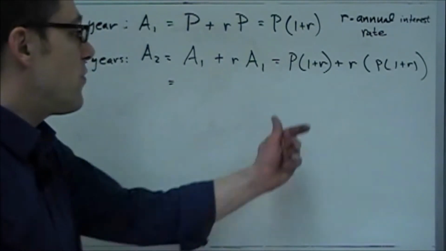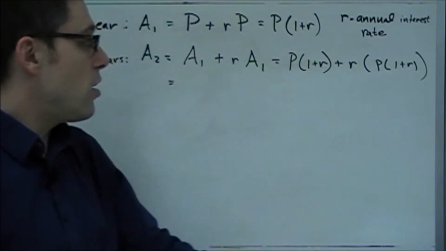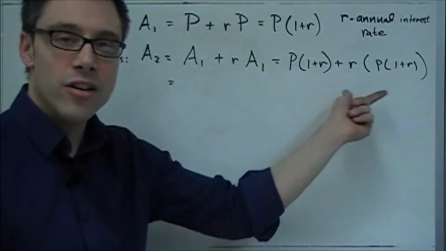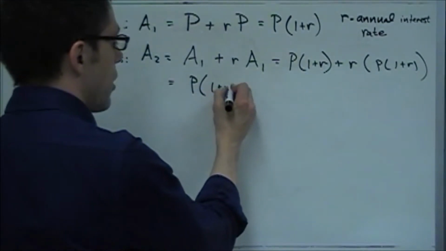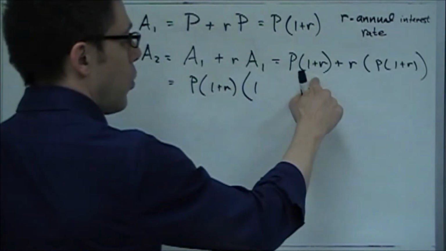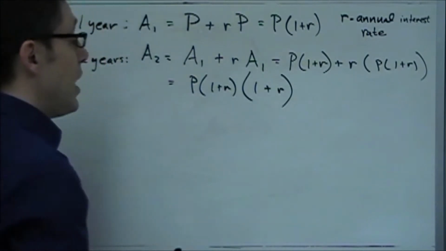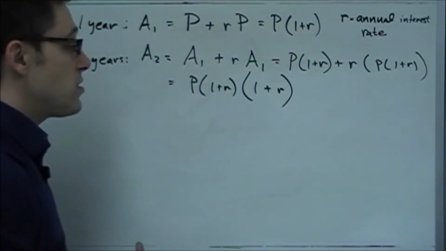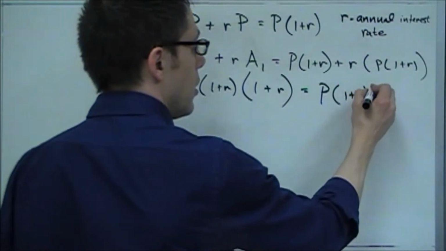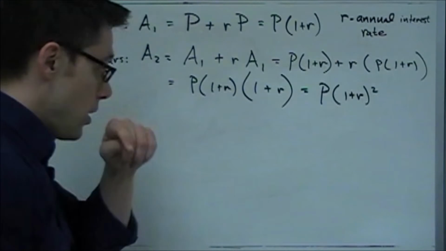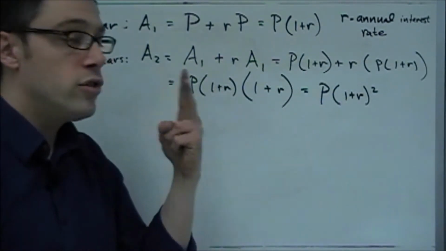And you can see that there is a common term, which is P times 1 plus R, before the plus sign and also after the plus sign. So I can factor that out as well, if you recall from algebra. P times 1 plus R can be factored out, leaving a 1 here, plus an R left over on this term. Now, when I have two copies of the same thing, it's the same thing as squaring it. So I can write this as P times 1 plus R quantity squared. That's the amount in the account earning some R annual interest rate after 2 years.